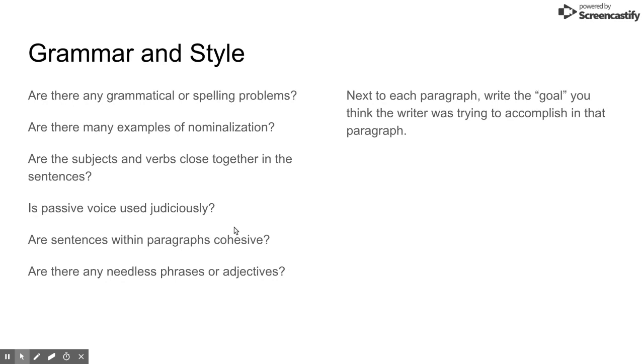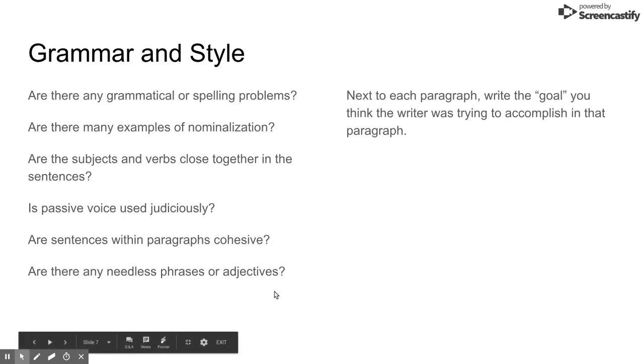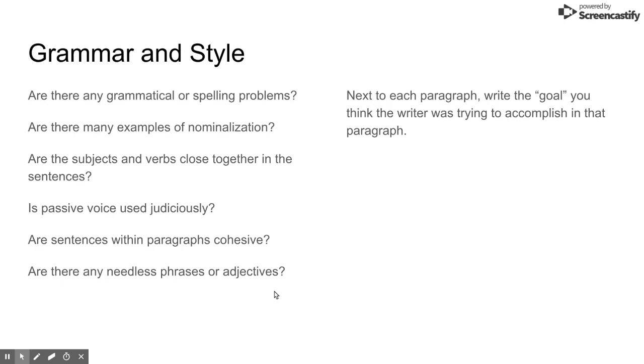Are the sentences within the paragraph cohesive? Are they all wrapping around the same idea, the same goal? And pointing out where they're not. Are there any needless phrases or adjectives? If they're saying things like, the vast majority of craters lie in around the equatorial regions, it's really just most. Most of the craters are around the equatorial regions.